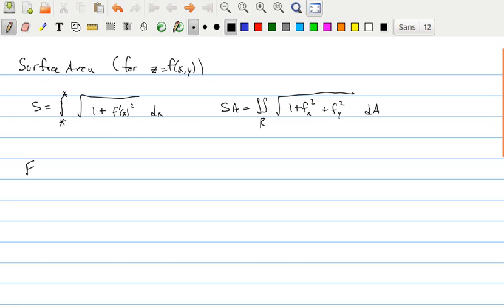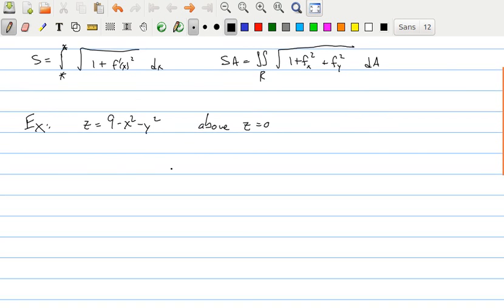Let's look at an example. Let's say we had the function z equals 9 minus x squared minus y squared. We wanted to find the surface area of the part of the surface that's above z equals 0, above the xy plane. First off, let's see where it crosses z equals 0. If we plug 0 in for z, we've got 0 equals 9 minus x squared minus y squared. If we move the x's and y's to the same side, we've got x squared plus y squared equals 9.